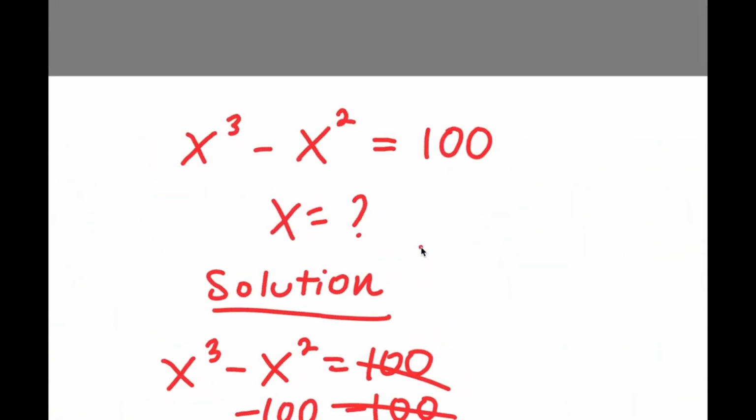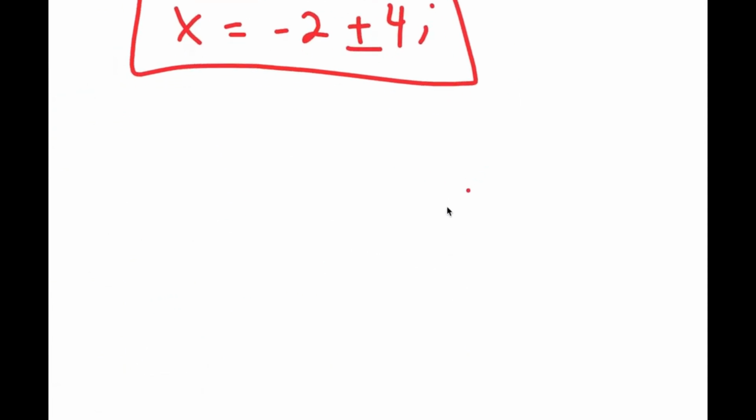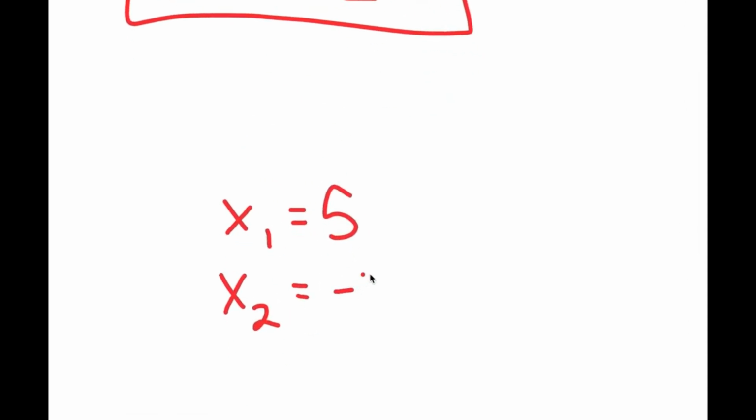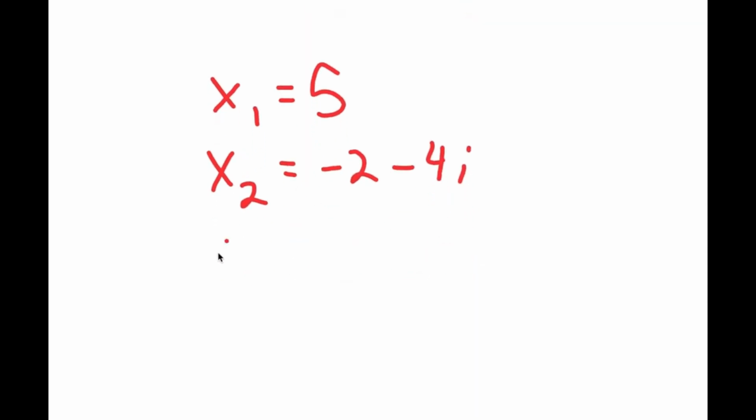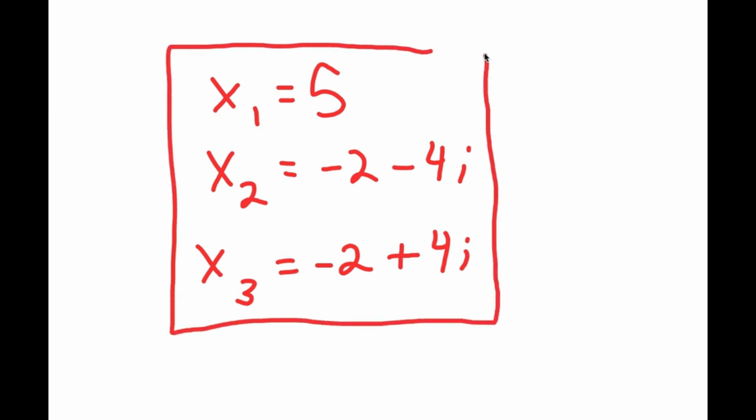Now, my three solutions to this problem are x equals 5, x is equal to negative 2 minus 4i, and x is equal to negative 2 plus 4i. So these are my three solutions to this problem.